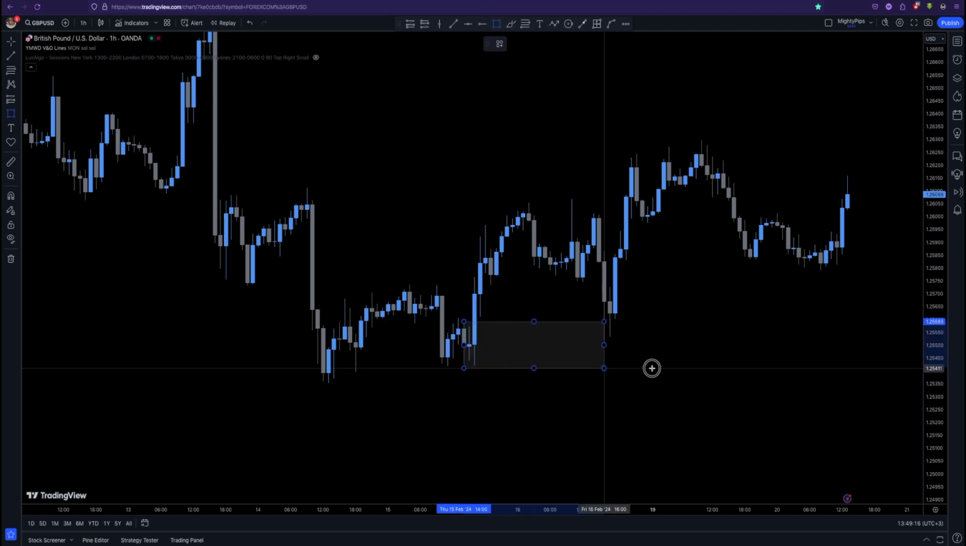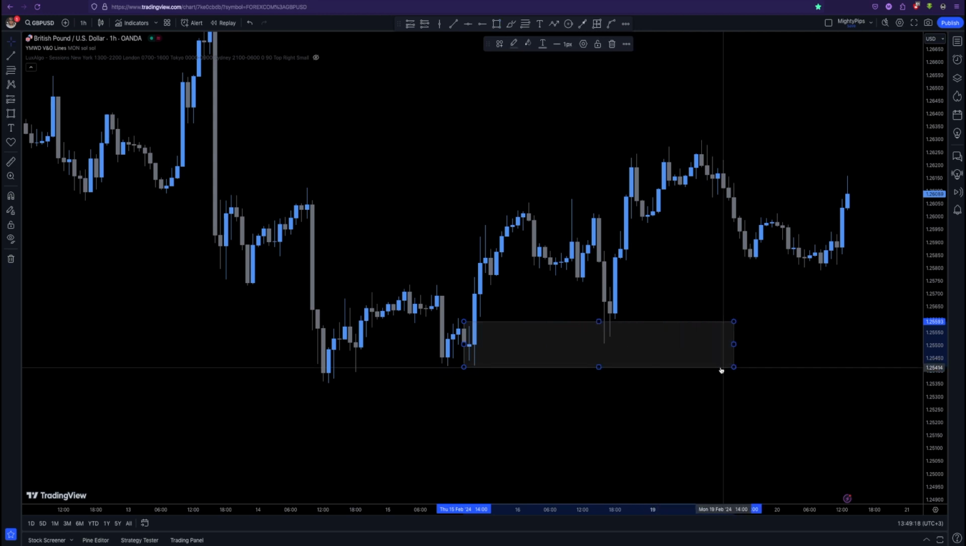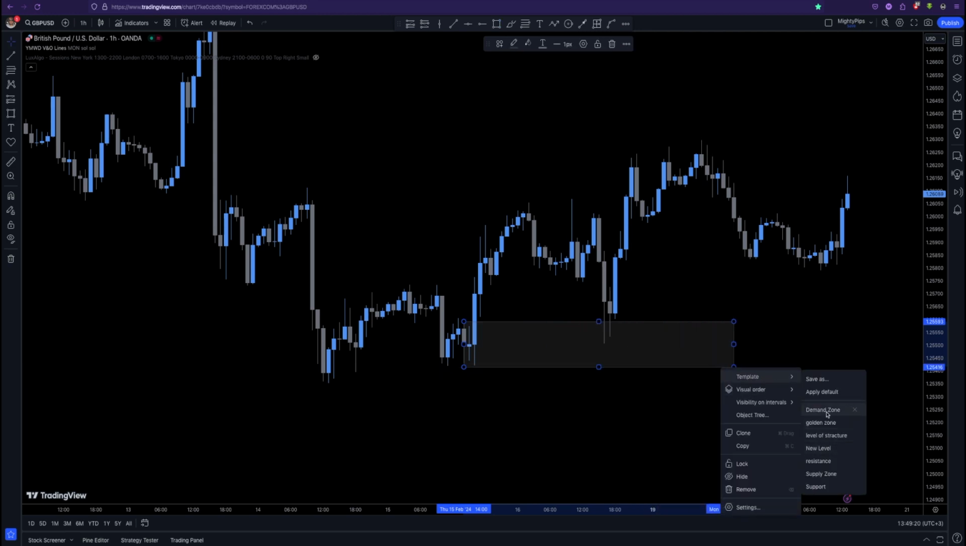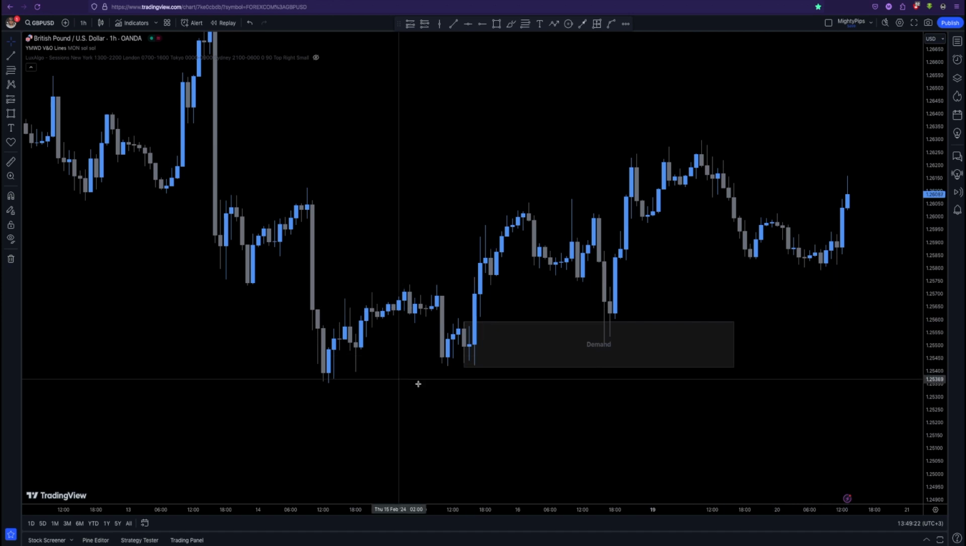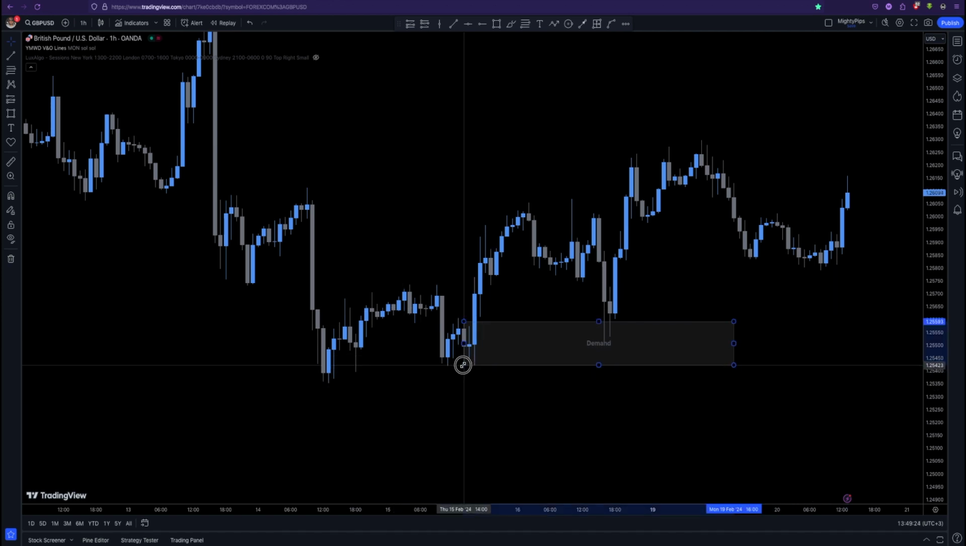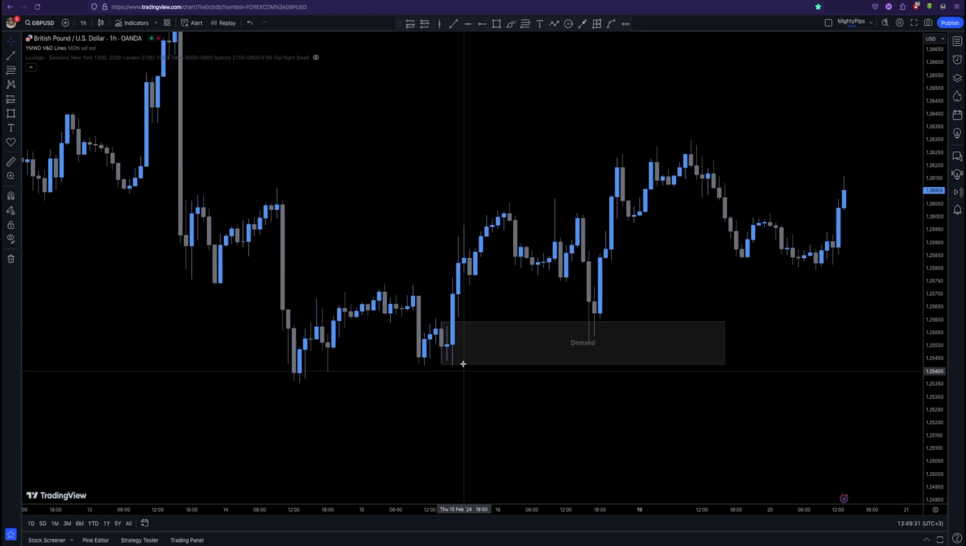Why is this area a demand? Let me just give this a name, demand. Why is this candle a demand, or this area here a demand? This area only is confirmed as a demand because you can see that there is aggressive buying here.